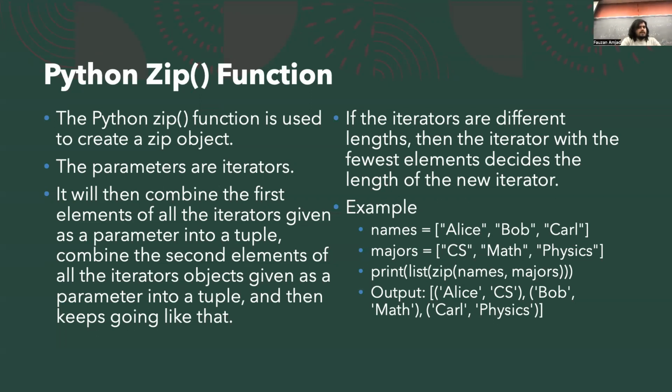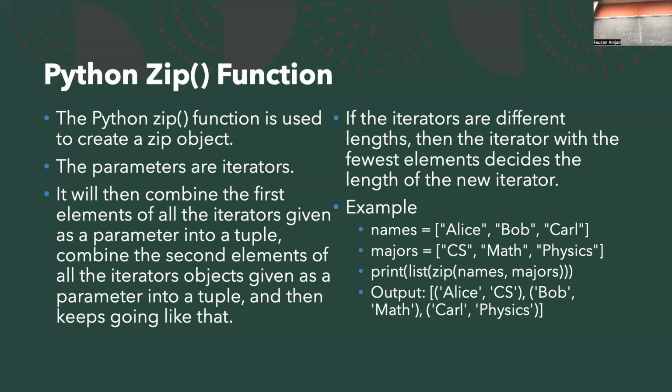Okay, that's a big mouthful, so I have an example here. We have names and we have majors. It's two lists, two iterators. So when we use the zip function, what happens? Alice and CS get tied into a tuple, and so they're stored as the first element. The second tuple will be Bob and Math, and that will be the second tuple within the list. And the third element in both these lists are Carl and physics, so Carl and physics becomes a tuple and is added as the third element of the list.